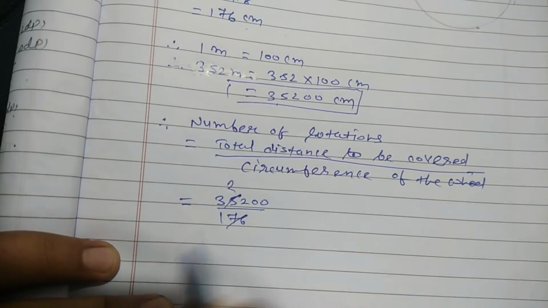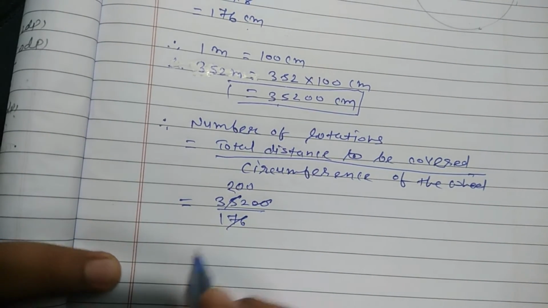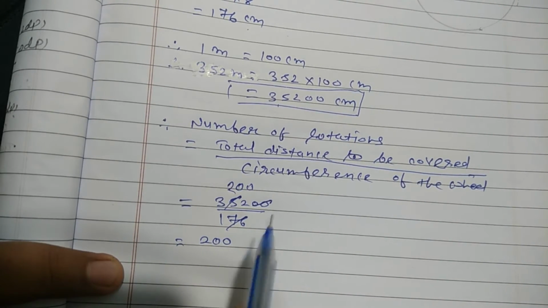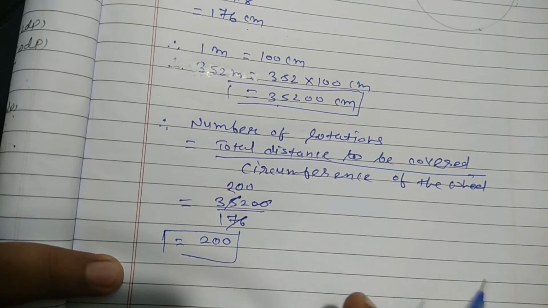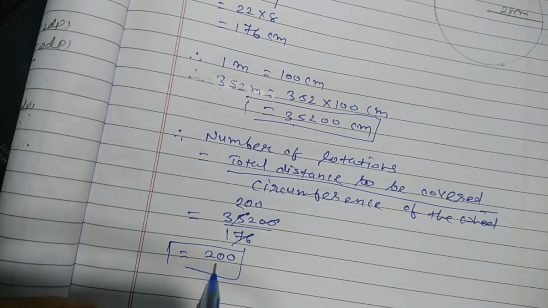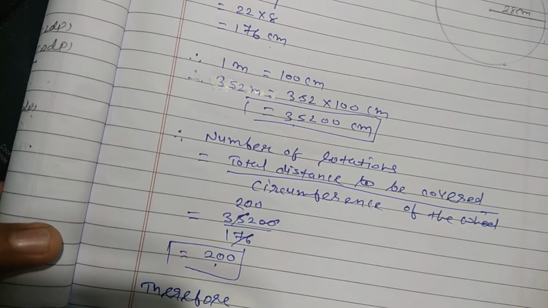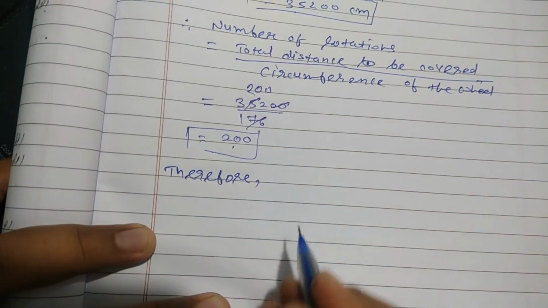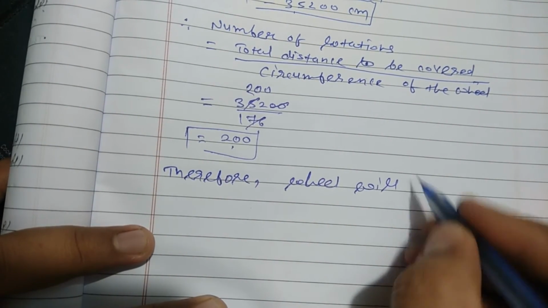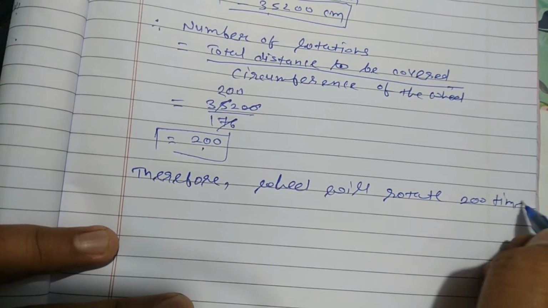176 twos are 352. The 0, 20 will cut and it comes with 2. So answer is what? 200. So the number of rotation for a wheel to cover 352 meter is 200. So here we will write, therefore the wheel will rotate 200 times.